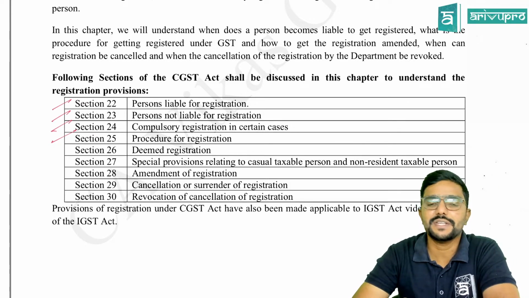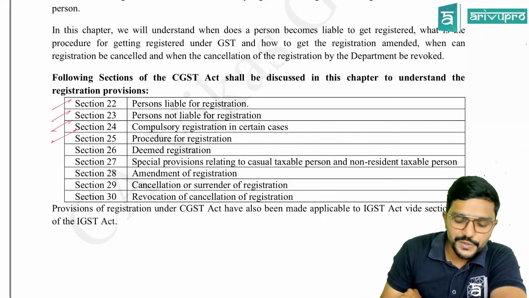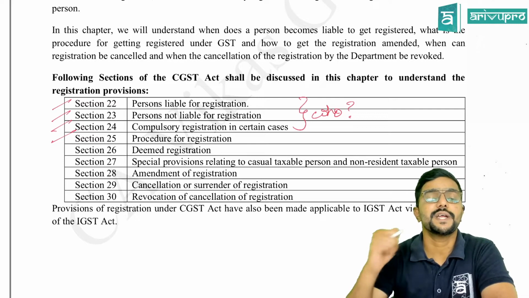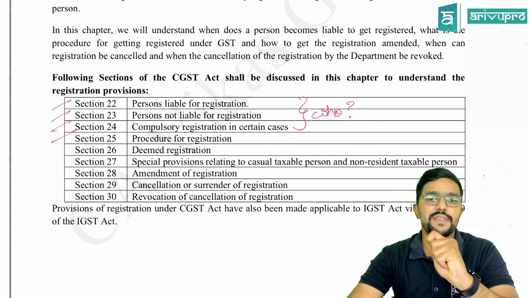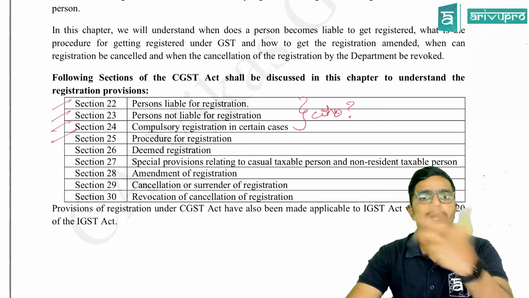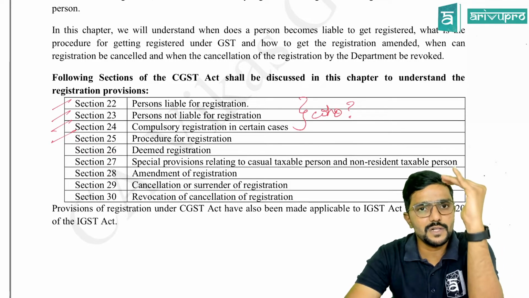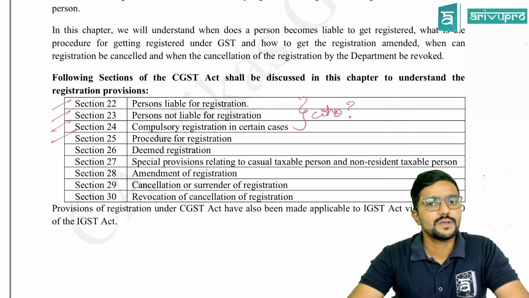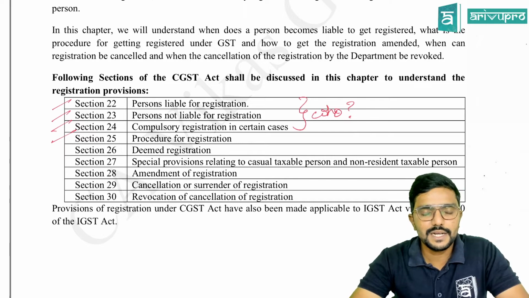Clear? Because 22, 23, 24 take time for us to do. All three talk about who should get registered under GST, guys. And all these three sections have to be read together. If I ask you whether a person is supposed to get registered under GST or not, only when you have knowledge of all these three sections, 22, 23, 24, will you be able to tell it. Is that clear, guys? Yes.